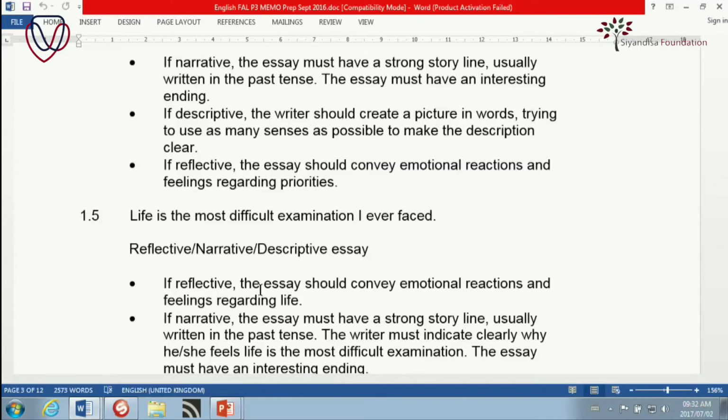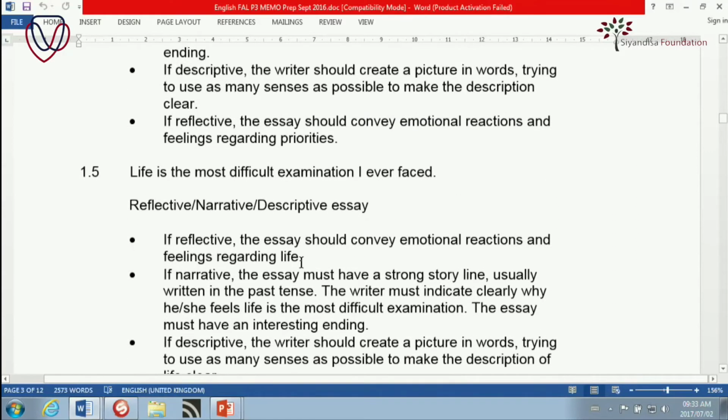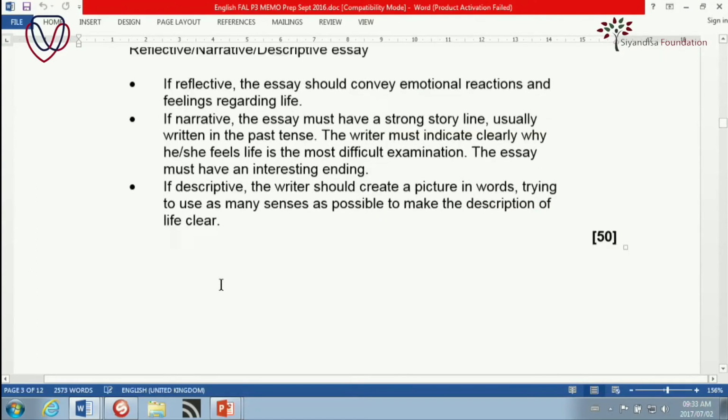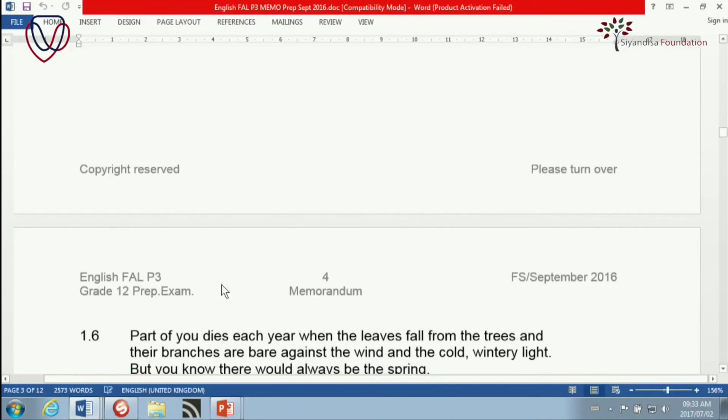All right? Now, in this case, reflective would be the most obvious choice, because obviously whoever is writing this is looking back at an experience or experiences of the past. So if I were to write this, I would make it a reflective essay, but obviously narrative or descriptive would be appropriate. Okay, and same comments, emotional reaction, storyline, etc. Okay, we won't look at that in too much more detail. Let's go on to 1.6. And it's on the next page here.